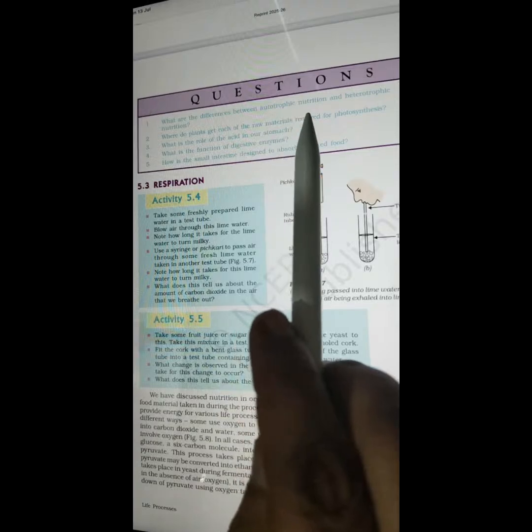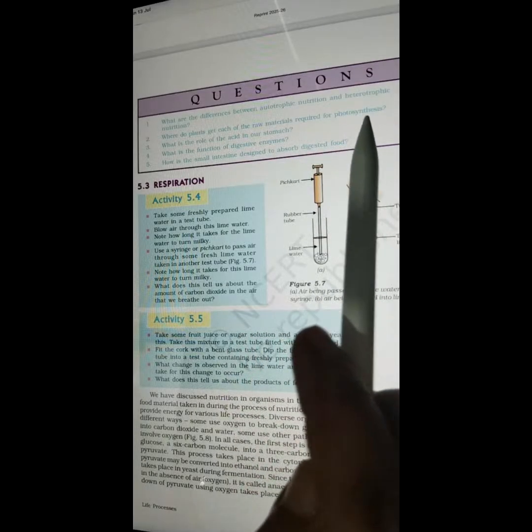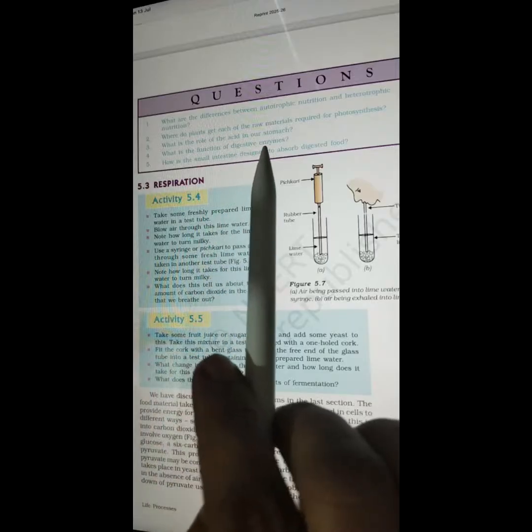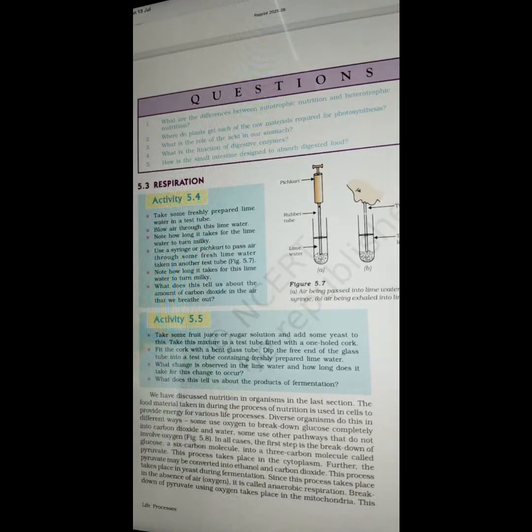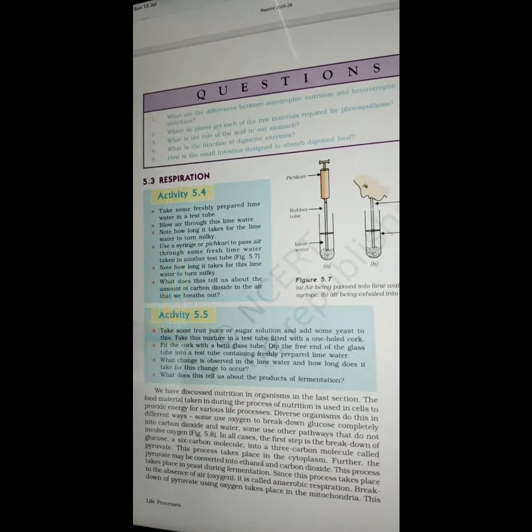First in-text question: what are the differences between autotrophic nutrition and heterotrophic nutrition? Where do plants get each of the raw materials required for photosynthesis? What is the role of the acid in our stomach? What is the function of digestive enzymes? How is the small intestine designed to absorb digested food? One life process is finished, the digestive system. We are coming to respiration now.